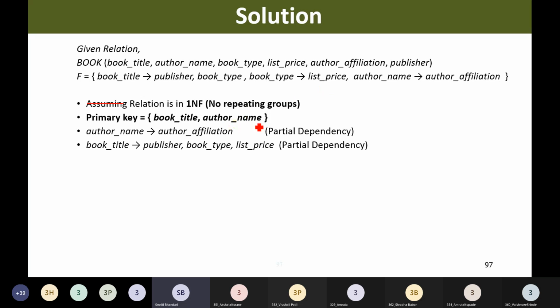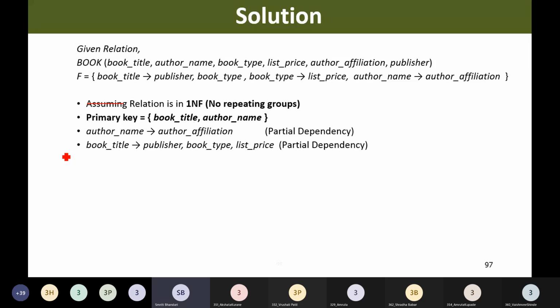Right? So we may come up with two partial dependencies actually. Author name determining author affiliation. This is the partial dependency. Our primary key is book title, author name, but author affiliation is only dependent on author name. It is given. So this is one partial dependency. The other partial dependency is book title determining publisher, book type, and list price. Am I correct?